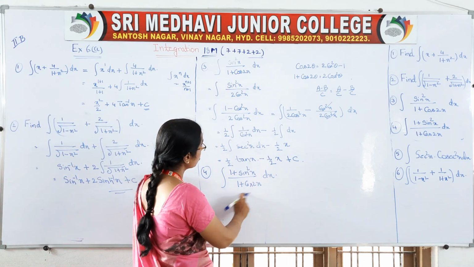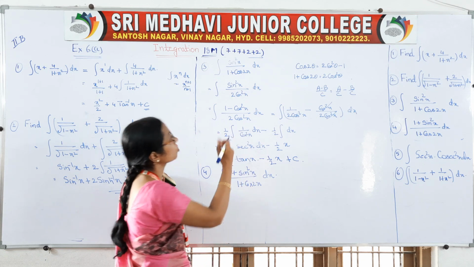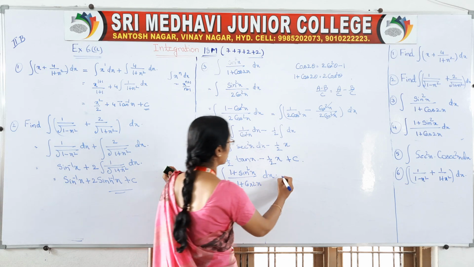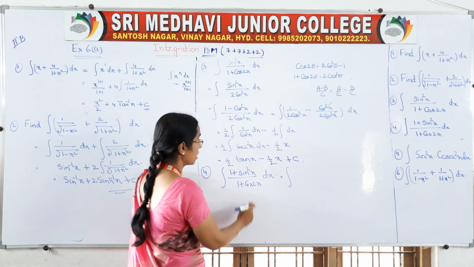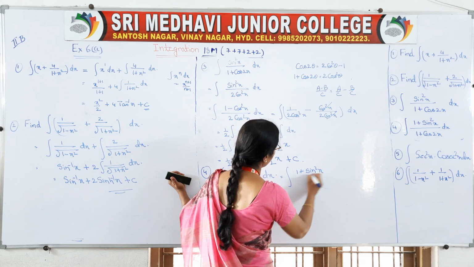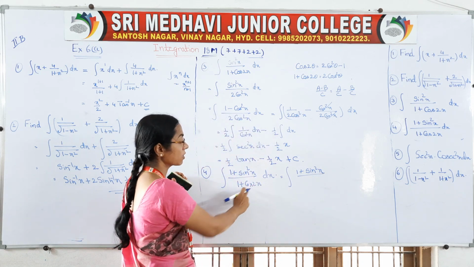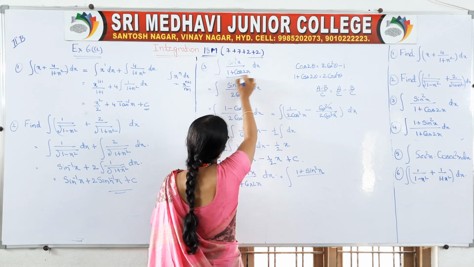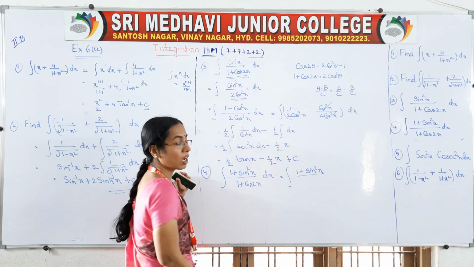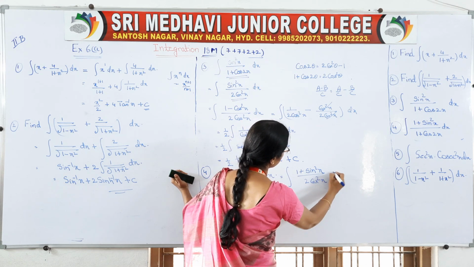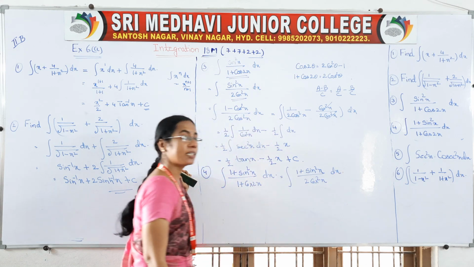Now, what did we use? 1 plus cos 2x is 2 cos square x. So we will write upward 1 plus sin square x, and this 1 plus cos 2x we have taken as 2 cos square x. So here also we will take 2 cos square x. It is a standard formula, right?